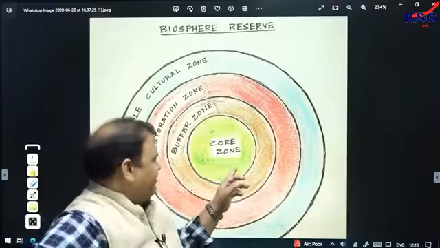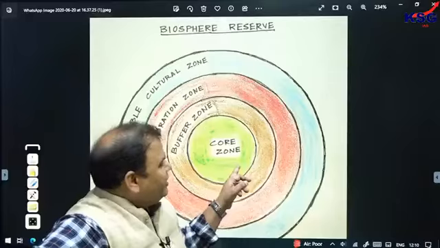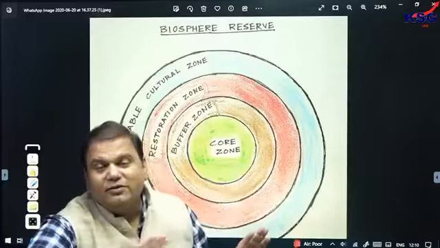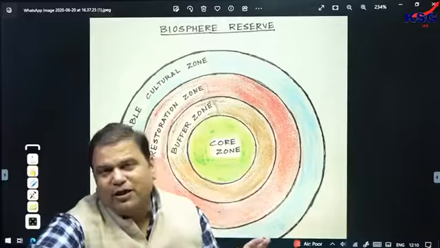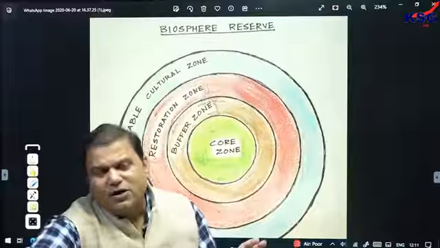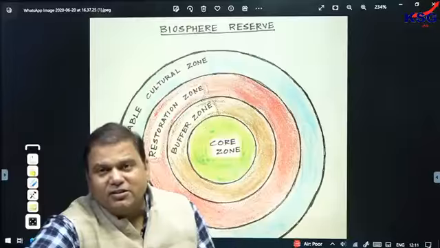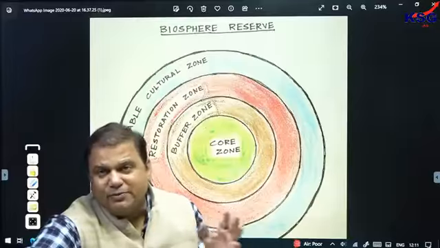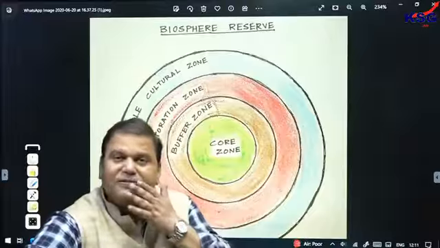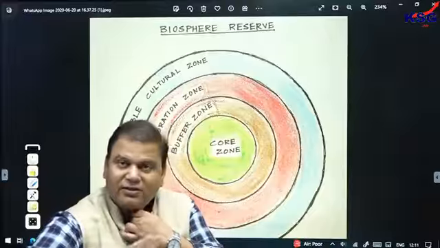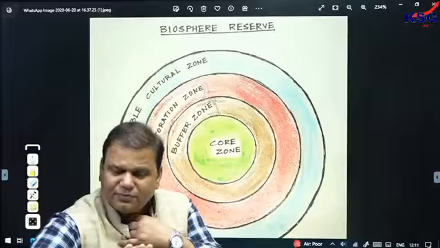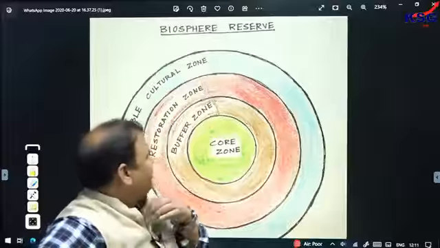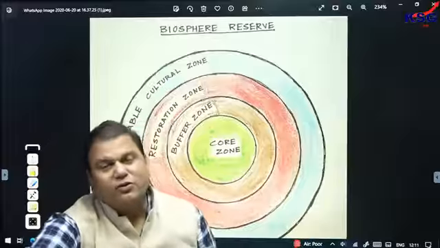And in this area, human intervention would be minimal. Very less of human intervention would be allowed. So, activities like education, training, research can be permissible, but very less of human intervention is allowed in this area. Clear? And that's your core zone.